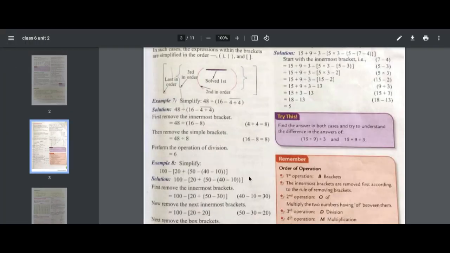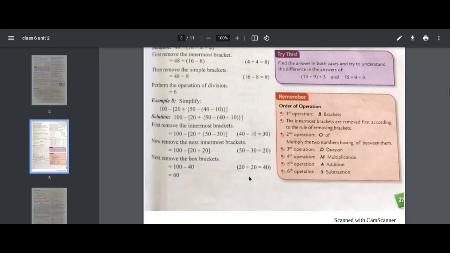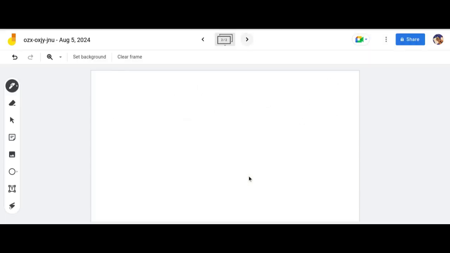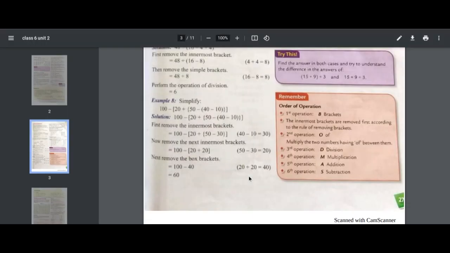Now look at question number 8. This one is tricky, but if we are able to solve this, then it will become easier for us. First we have to solve which bracket? Yes, the curly bracket first. 40 into 10, very good, and we got the answer 30. Now after that we have to put that 30 with 50. Let me write here, then I will explain each and every step, what is happening and why.